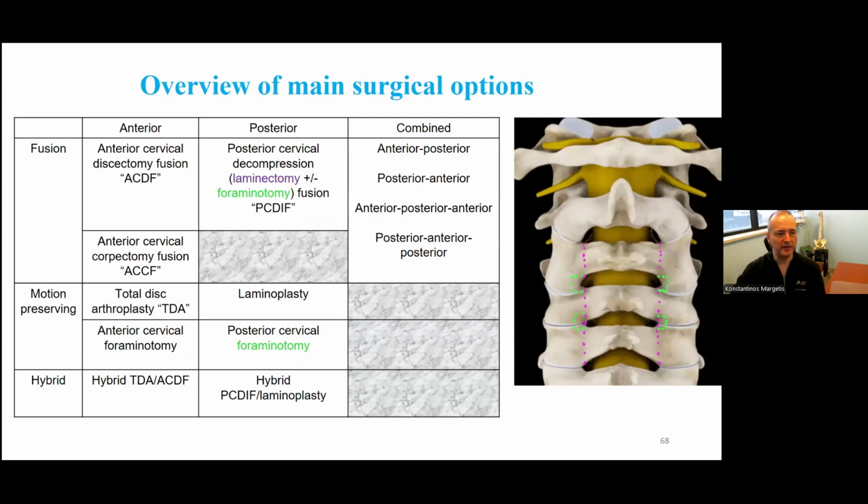Now, in terms of the options for cervical spine surgery, we can go from the front of the neck, we can go from the back of the neck, or we can do a combined operation. This is a comprehensive list of surgeries, but let's see here. When we're doing a laminectomy in the cervical spine, we usually remove the bone from here to there. And when we're doing a foraminotomy, which is a more focal decompression of the nerve root, we usually remove the bone within the green dots.